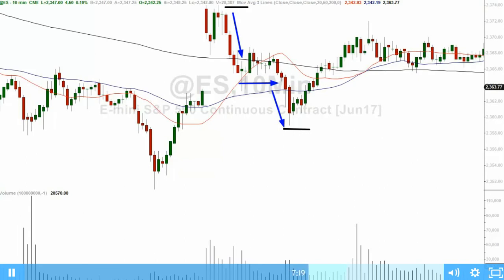Not every move in the market is tradable. Not everything is a pattern. But when you can identify a pattern and identify the characteristics within that pattern, then you'll be able to take trades that have high probability of success. How long did this consolidation pattern last before the continuation move started?